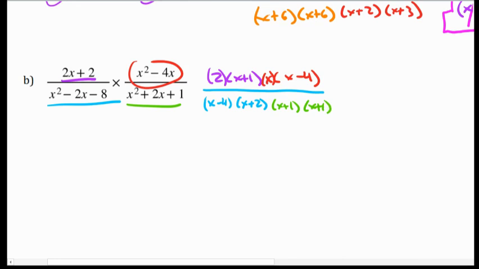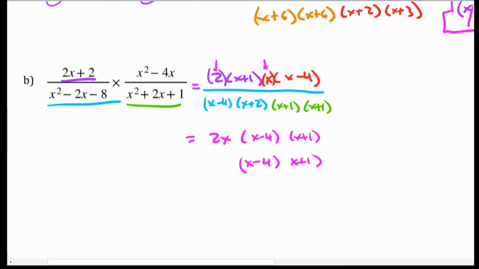I'm just trying to save some time by not doing the factoring on the video. If you need to practice factoring, I would do that in another spot. Now I'm just going to rearrange this stuff. I'm going to put the 2 and the x together here on the top. I'm going to put the x minus 4 over the x minus 4. I'm going to put the x plus 1 over the x plus 1.